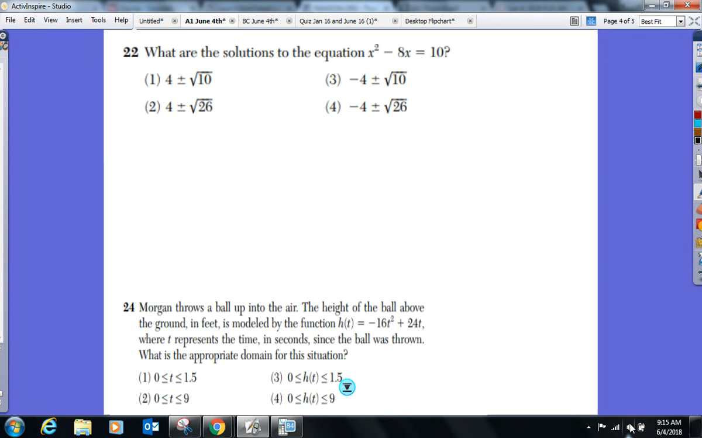What's the solutions to the equation? Okay, guys, what exponent do you see up there? 2. You're going to have to factor, use the quadratic formula, or complete the square. You see an exponent of 2, I got to solve it. And take a look at my answers.